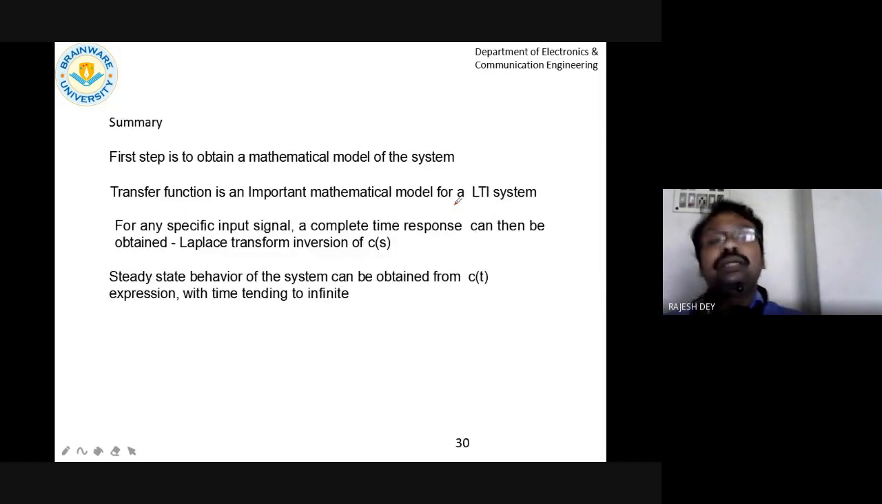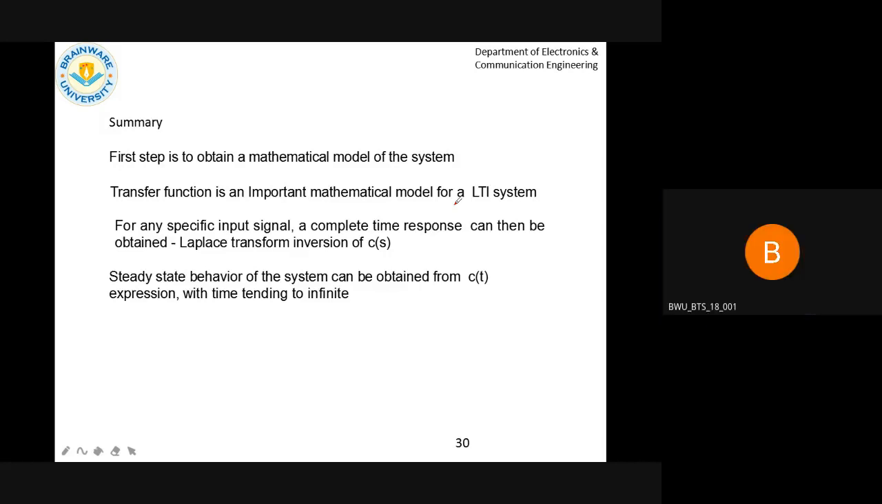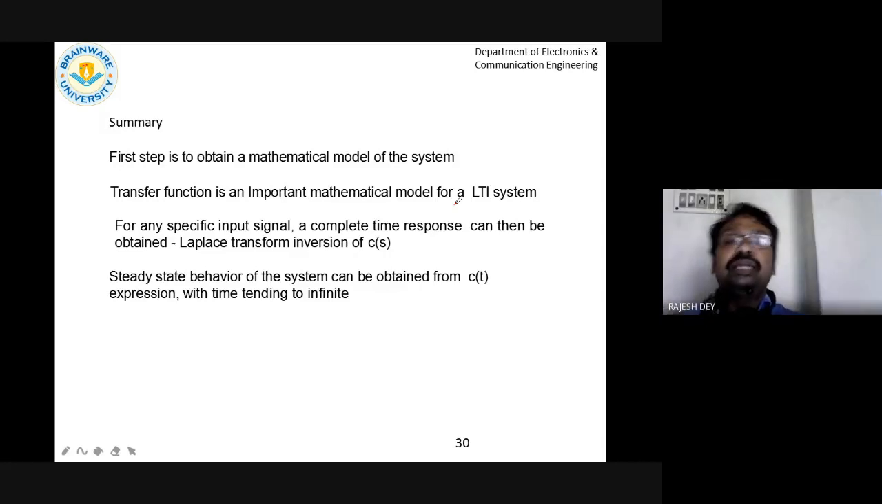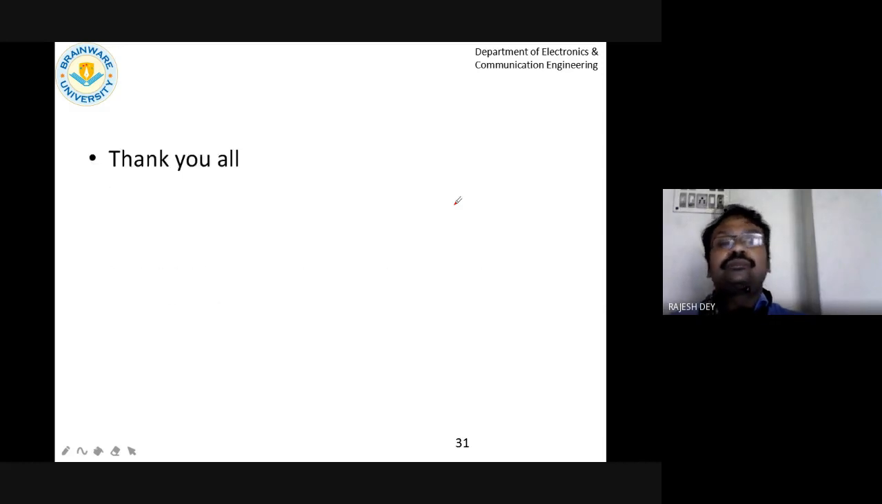This is the summary. I already told that the first step is to take the Laplace transform of the input. Second step, take the mathematical model or transfer function of the system, then multiply, get C(s), and take the inverse Laplace. If we do this problem using differential equations or matrices, it is tedious calculation. Here the calculation is easier in Laplace. Thank you all.